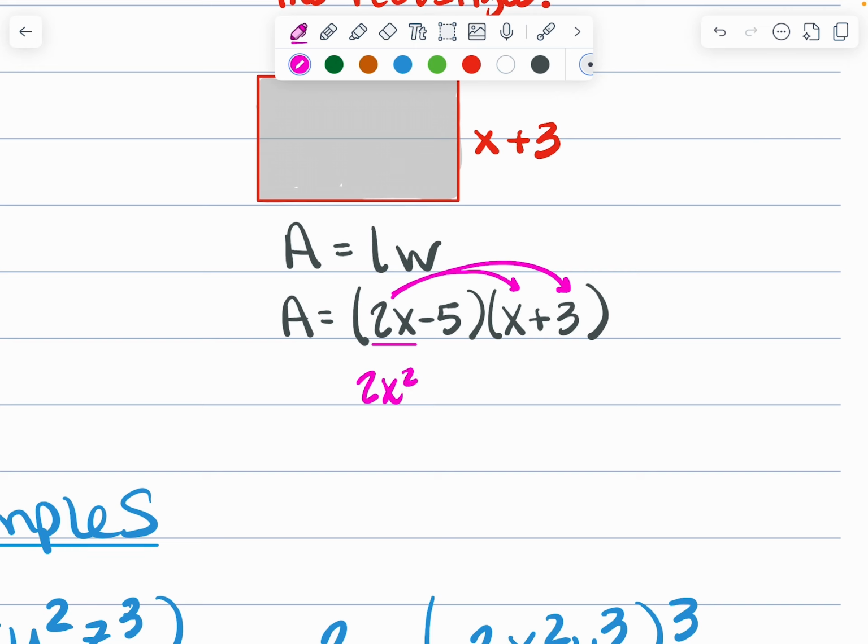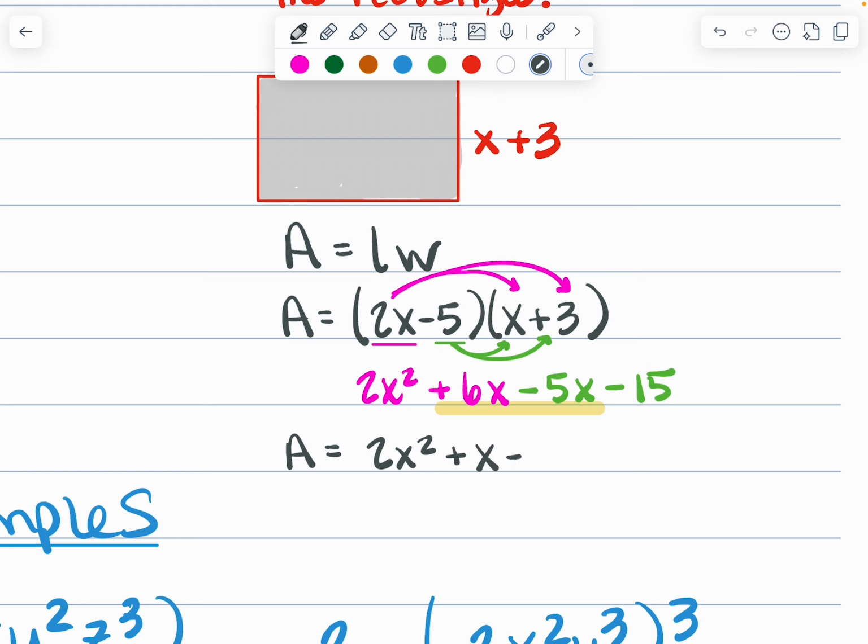2x squared, right? Because 2x times x. And then 2x times positive 3 is going to give us positive 6x. Then we need to take the -5, and we need to multiply him times every term in that parenthesis, which is going to give us -5x minus 15. And the cool thing is, right, again, we're going to have like terms, and they're usually always in the middle like this, right? And that's going to give us our final answer that the area is 2x squared. What's that going to give us? Plus 1x minus 15.